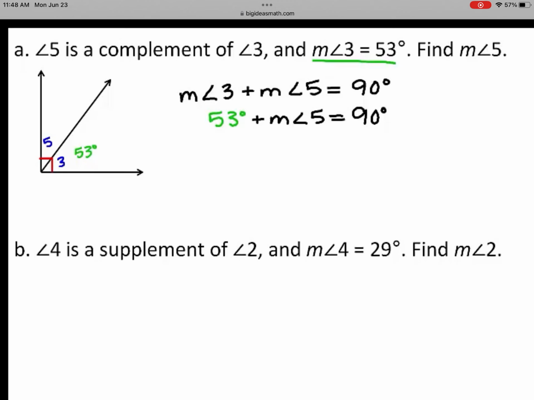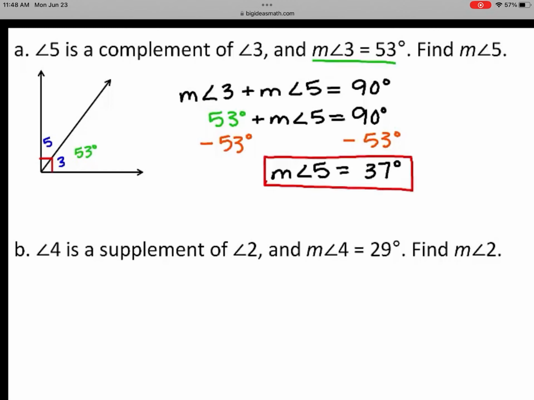To solve for the measure of angle 5, you can subtract 53 degrees from both sides of the equation. This gives you the measure of angle 5 equals 37 degrees. Therefore, the measure of angle 5 is 37 degrees.